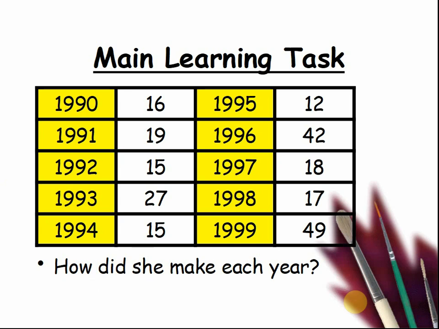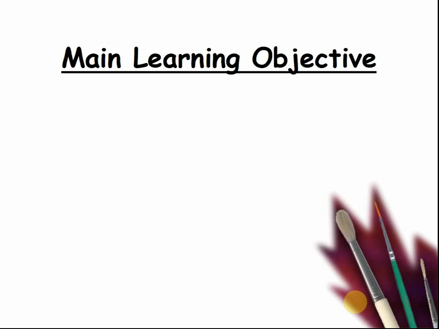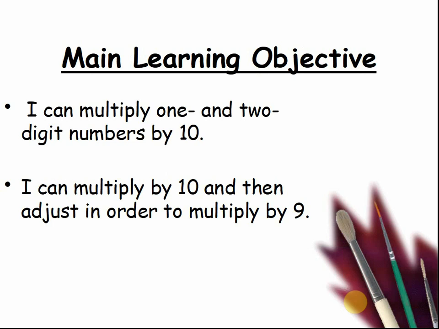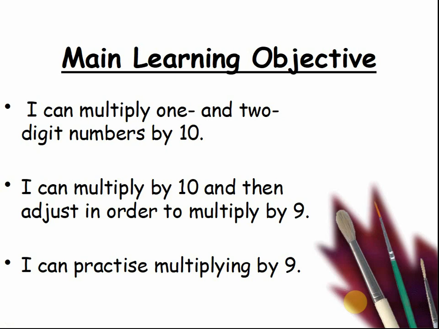Here are her piles. Pause the video and solve the answer. So each one of these is like 16 times 9, 19 times 9. Here's our main learning objective. I can multiply 1 and 2 digit numbers by 10. I can multiply by 10 and then adjust in order to multiply by 9. I can practice multiplying by 9.